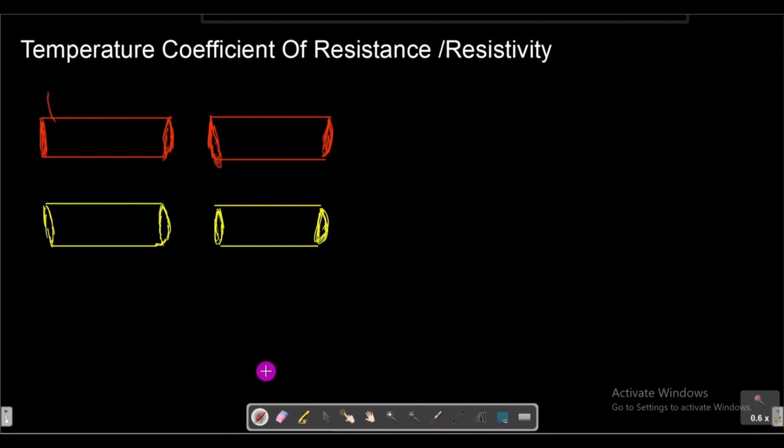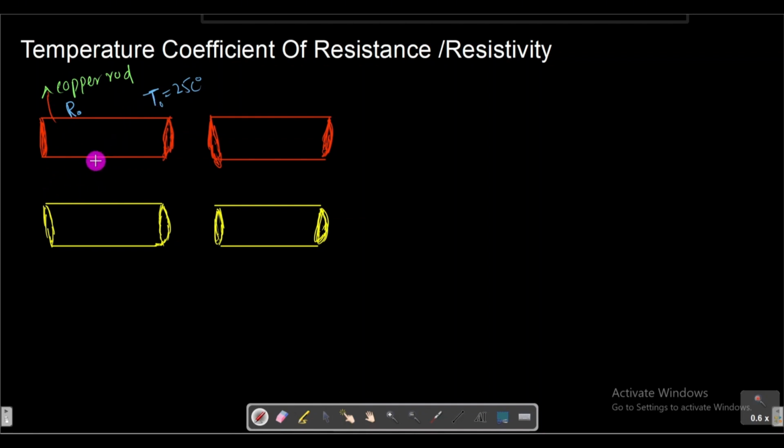This rod is actually made up of copper, therefore we call it a copper rod, and we consider this copper rod. This copper rod is present in some environment, and that environment will have some temperature. In this case, let's say the temperature of the environment is 25 degrees centigrade, and this will be the temperature of this rod as well. So at 25 degrees centigrade, this rod will have a resistance. Let's say that resistance is R0 at T0.